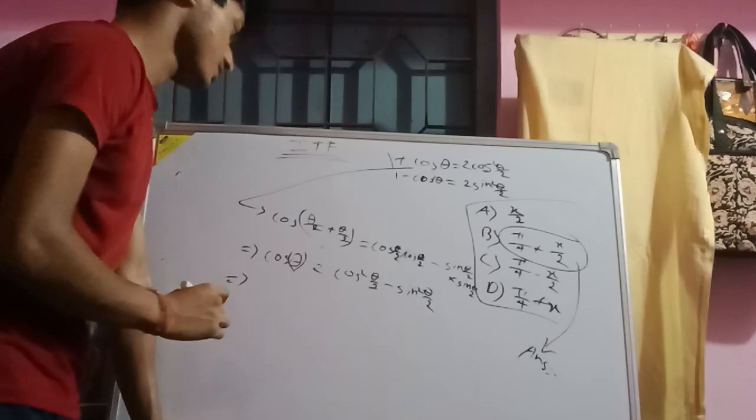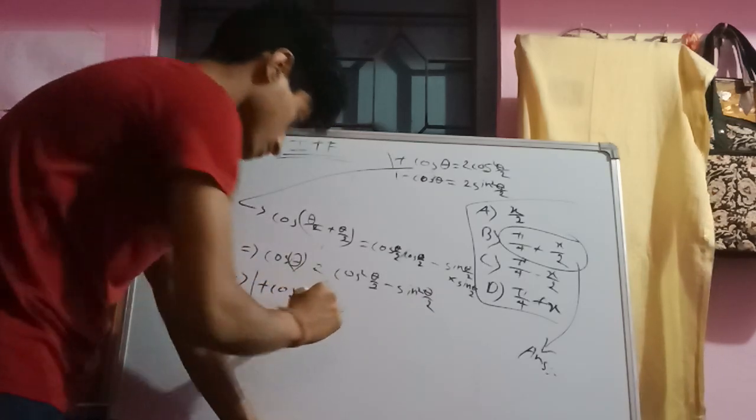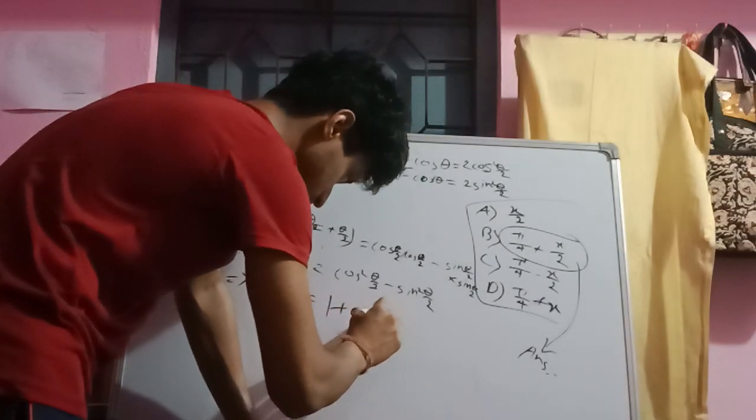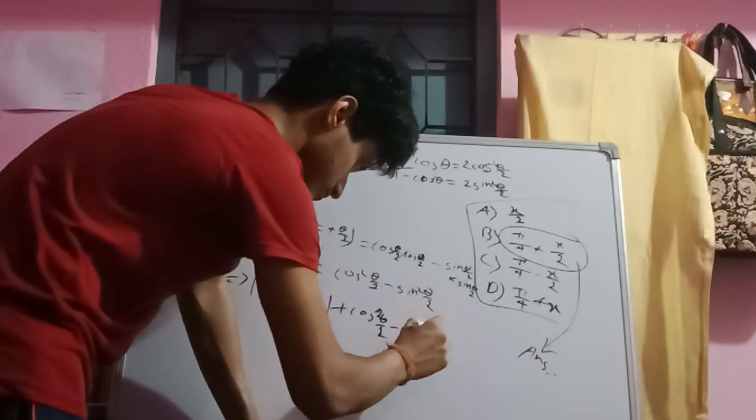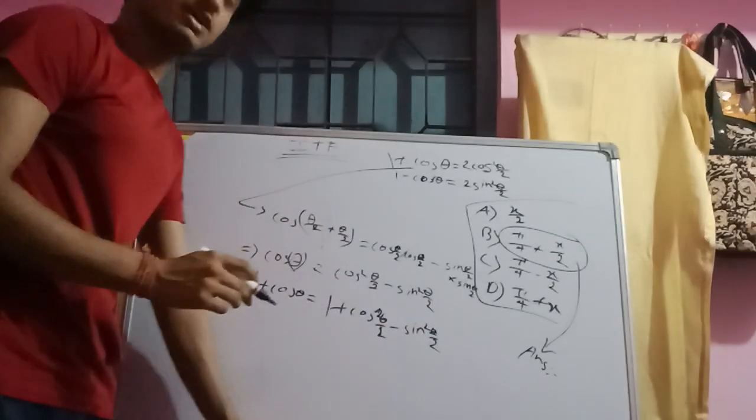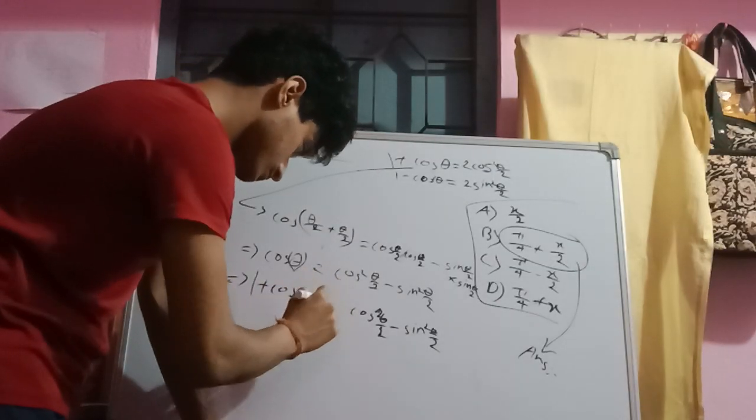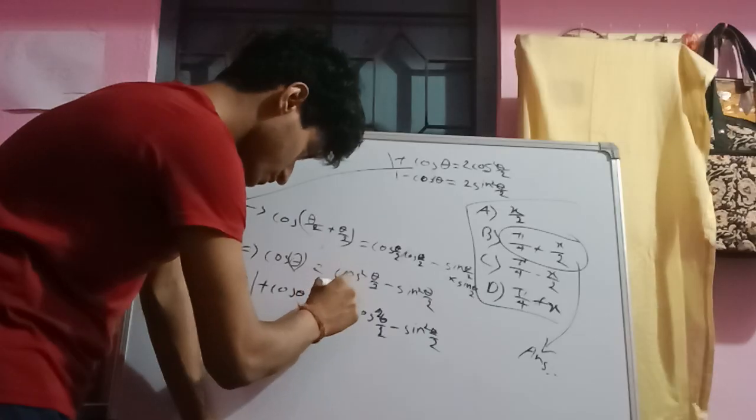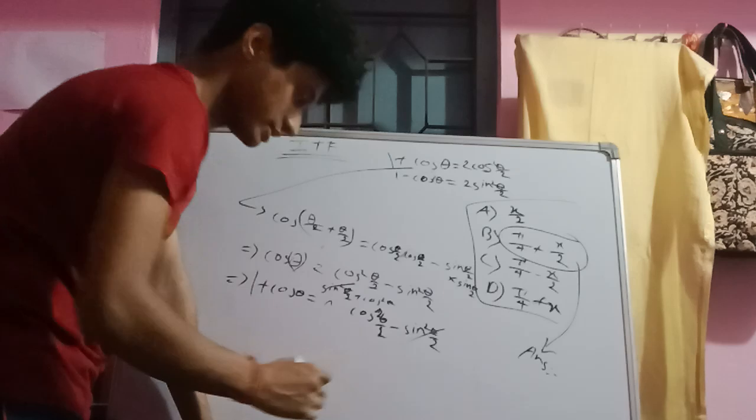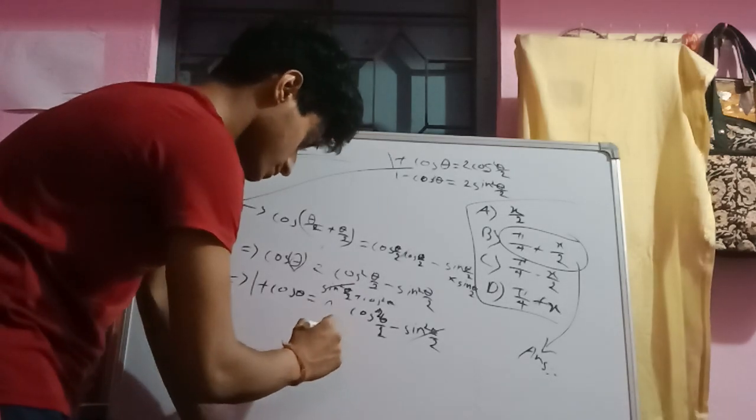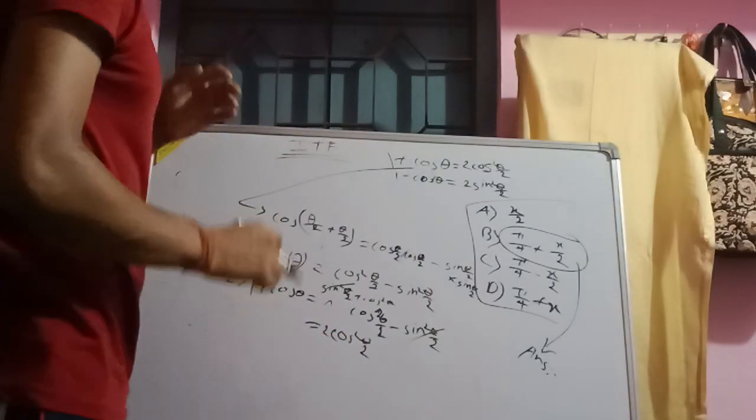Now I can add 1 on both sides. 1 plus cos theta would be 1 plus cos square theta by 2 minus sin square theta by 2. Now this can be rewritten as sin square theta by 2 plus cos square theta by 2, and now the sin square theta terms must cancel each other. This would just become 2 cos square theta by 2. Okay.